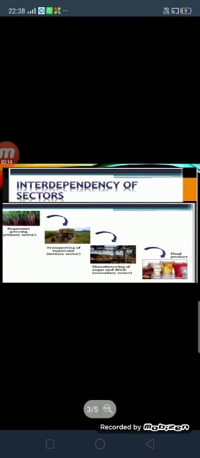Now, what is the interdependency of sectors? It means how these three sectors are dependent on each other. Let's see. Students, let's take the example of sugarcane. When it was sown, it was under the primary sector. Then this sugarcane needed to be transported from the farm to the factories. The transporting of this sugarcane to the factory comes under the tertiary sector, right?